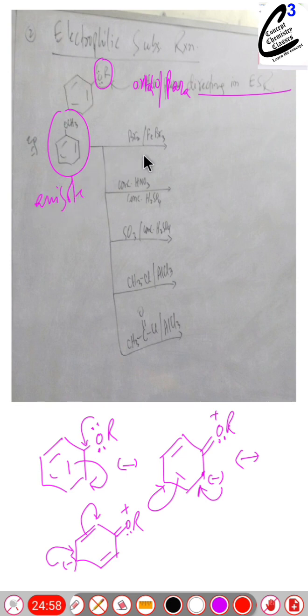So when anisole is reacted with Br2 in presence of FeBr3, the electrophile in this reaction will be Br plus. This Br plus will be directed to the ortho and para positions by the OCH3 group. So we will have these products.